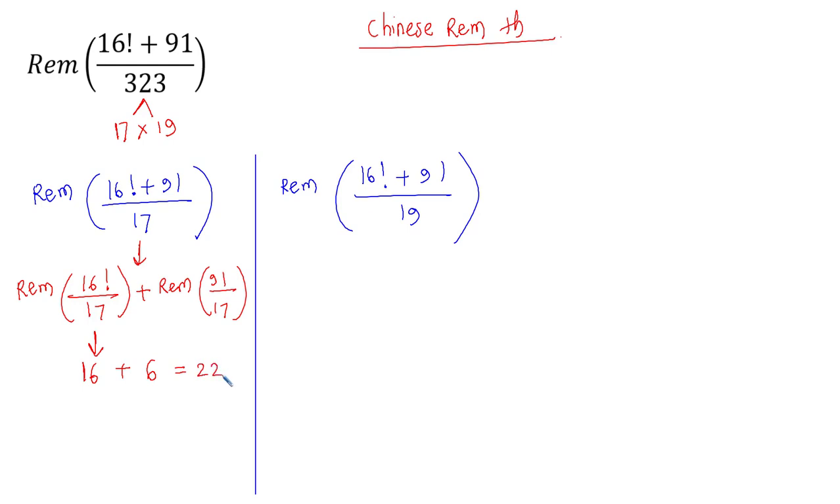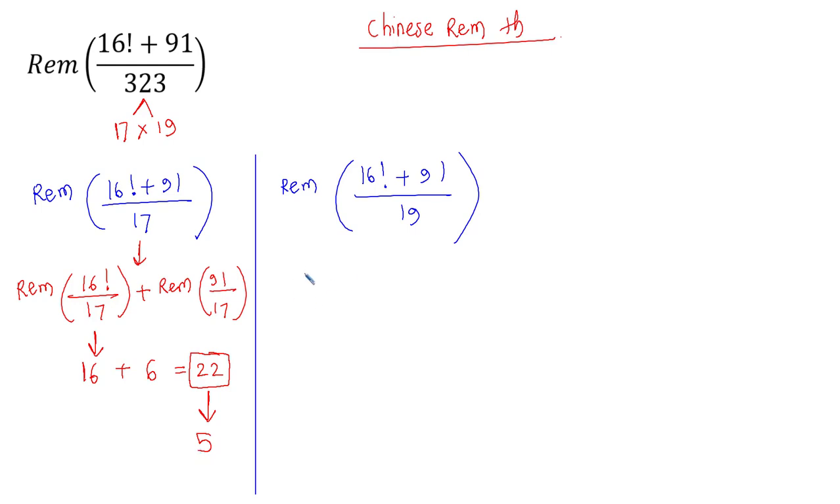22. But we are dividing it by 17, so whenever we divide a number by 17, the remainder has to be less than 17. This number is more than 17, so let's divide this again by 17. 17 ones are 17 and the remainder is 5 here. So 5 is the final remainder.